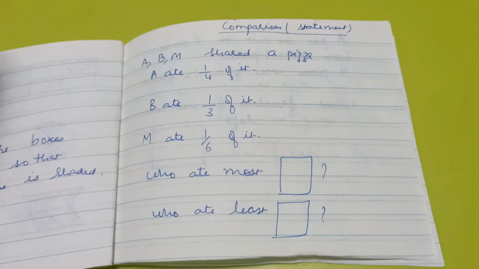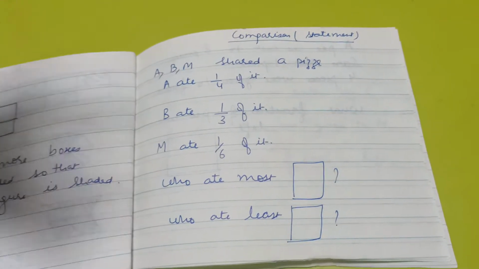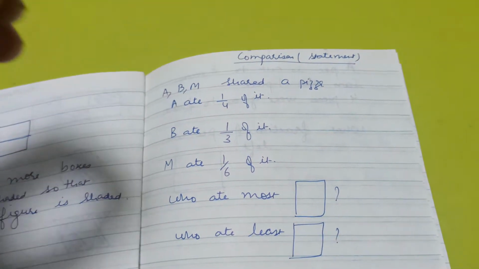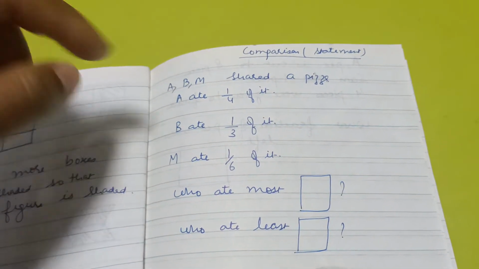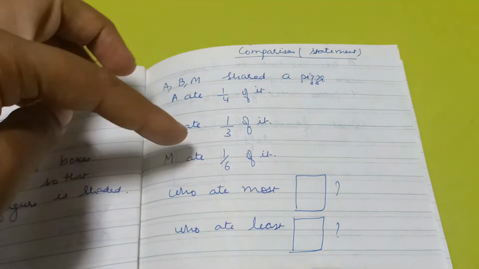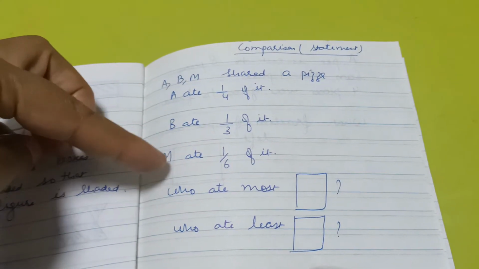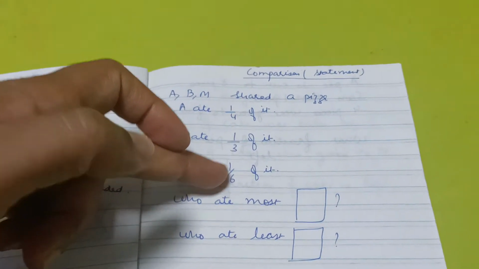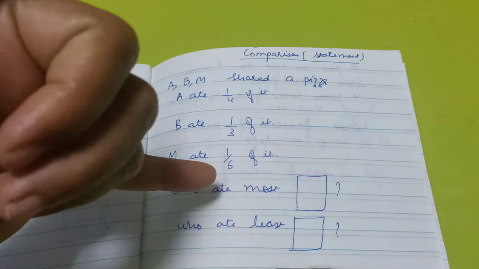Now just touching some statement based questions, because when you go to statement, you have to infer the information, so it gets a little complicated. So the concept is very, very simple. Like A, B, M shared a pizza. A ate 1/4 of it, B ate 1/3 of it, and M ate 1/6 of it. Basically, again, it's a basic comparison of who ate most.